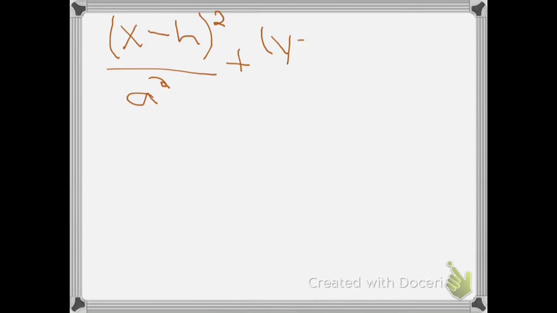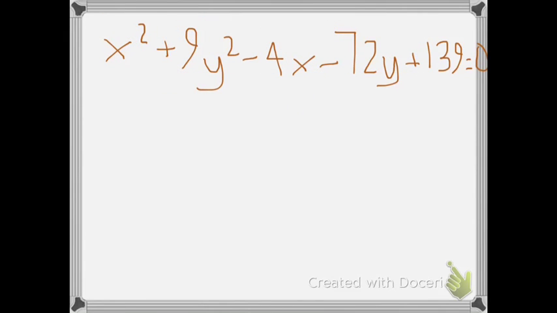The standard form of an ellipse is quantity x minus h squared over a squared plus quantity y minus k squared over b squared equals 1. The first step to solve this is to group the x's and the y's.